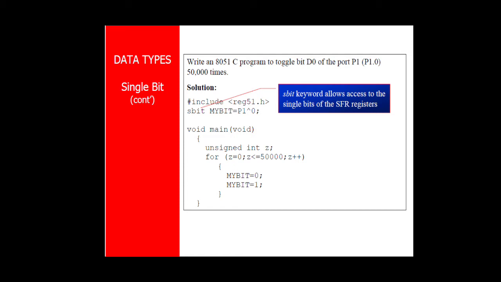So when you execute this program, the P1 port's 0th bit will be toggling. Once it will be having value as 0 and next it will be having value as 1. Continuously it will be toggling.